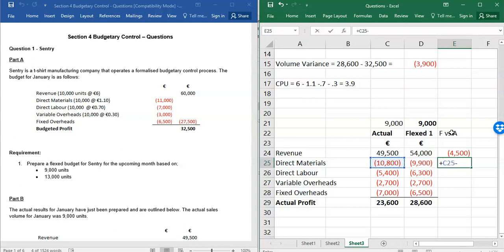Here you are short 900, i.e. you spent more than the flex budget suggested. Here you're actually positive 900. That means you spent less on labour for 9,000 units than you would have expected. Then we have here nil, because you spent exactly what was expected for 9,000 units, 30 cent a unit. And in this case, you're minus 500, because your fixed overheads were 500 bigger than you budgeted.